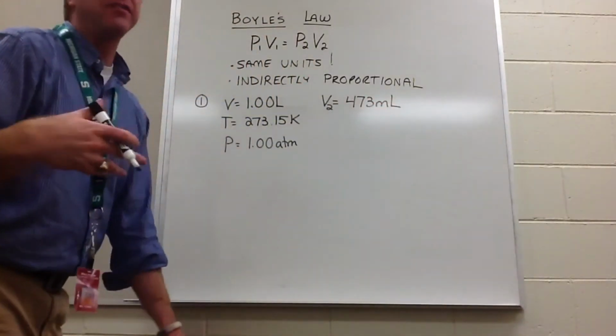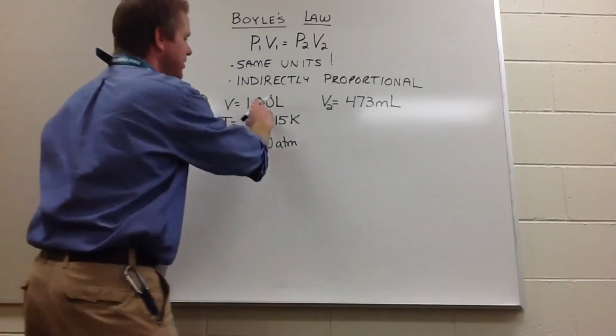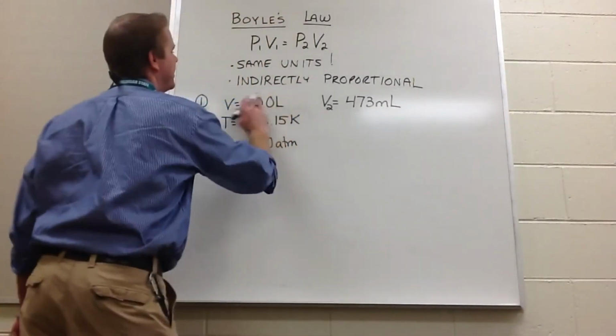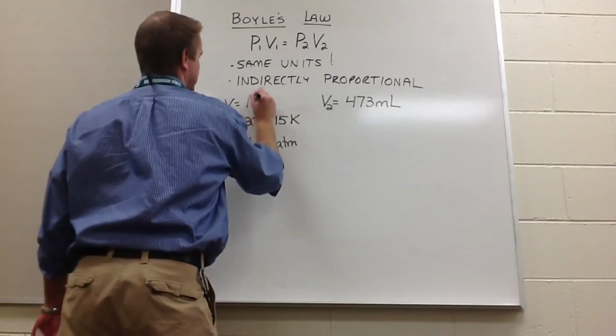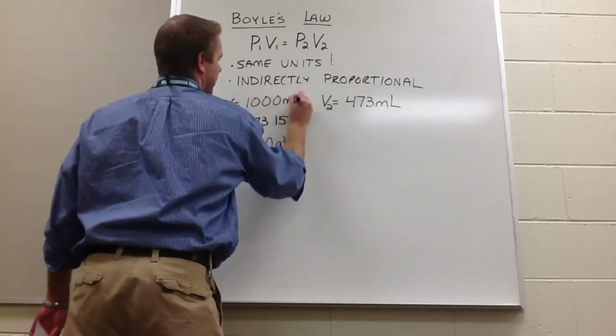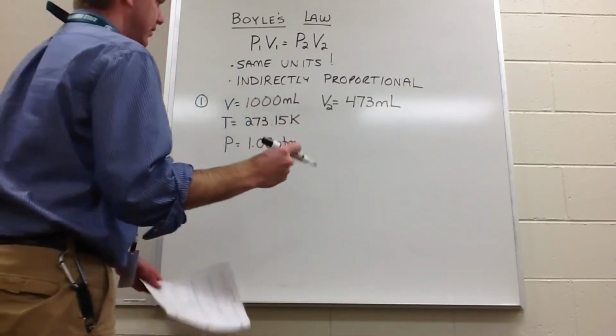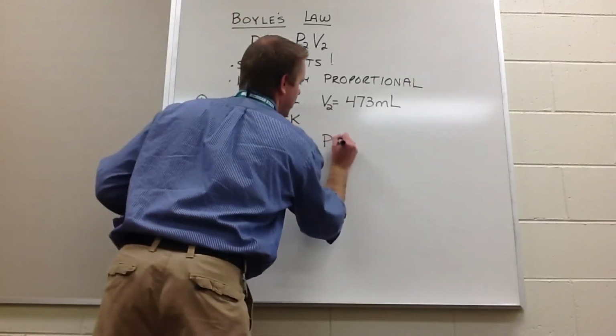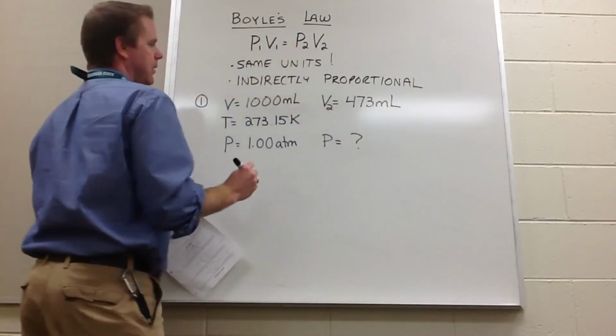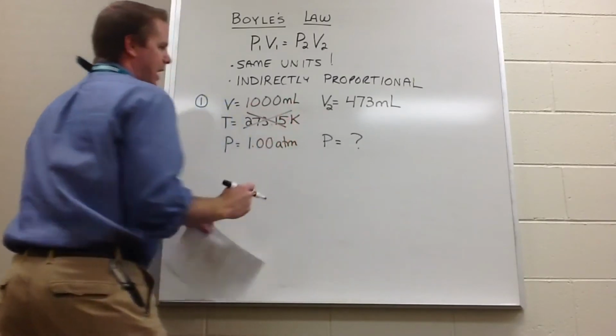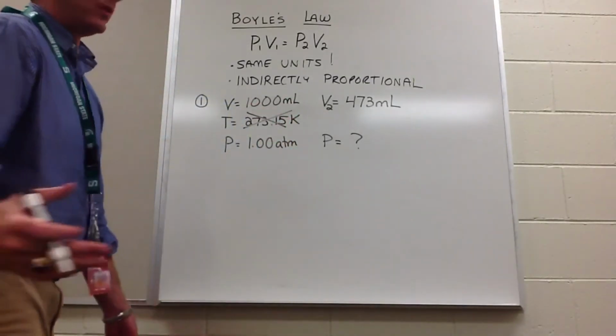So what do I have to do? I have to change one or the other. It does not matter which one you do. I think it's easier to make 1 liter 1,000 milliliters. Now all I have to do is link it all up. It wants to know what the P final is, right? The temperature, quite frankly here, guys, is what I would call window dressing.